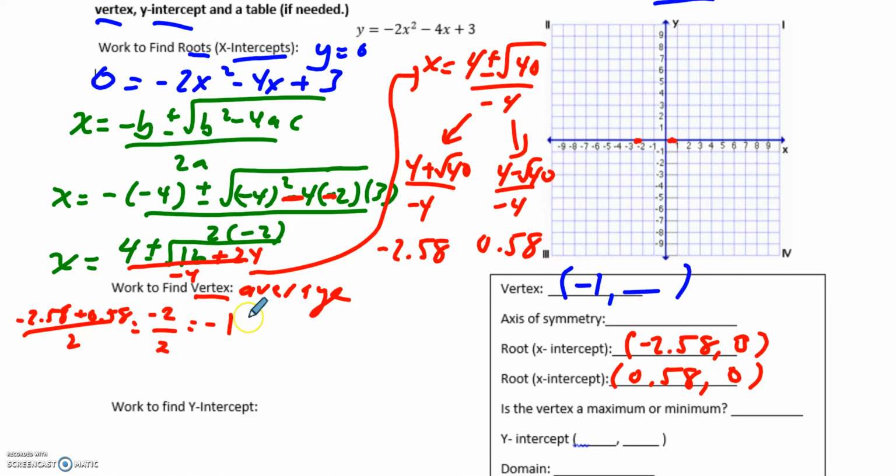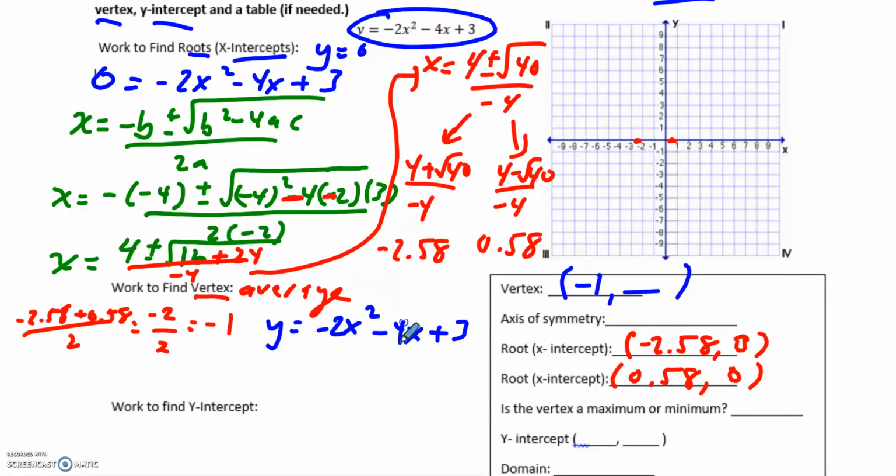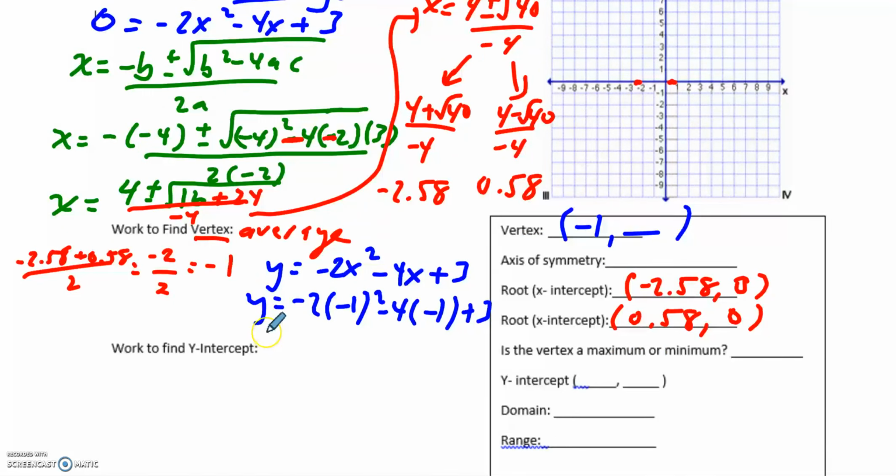But again, to find the y value, I need to take the negative 1 and plug it in here into y equals negative 2x squared minus 4x plus 3. So if I plug in the negative 1, this is similar to if you had done a table. You'd have to do this idea multiple times, which is definitely tedious.